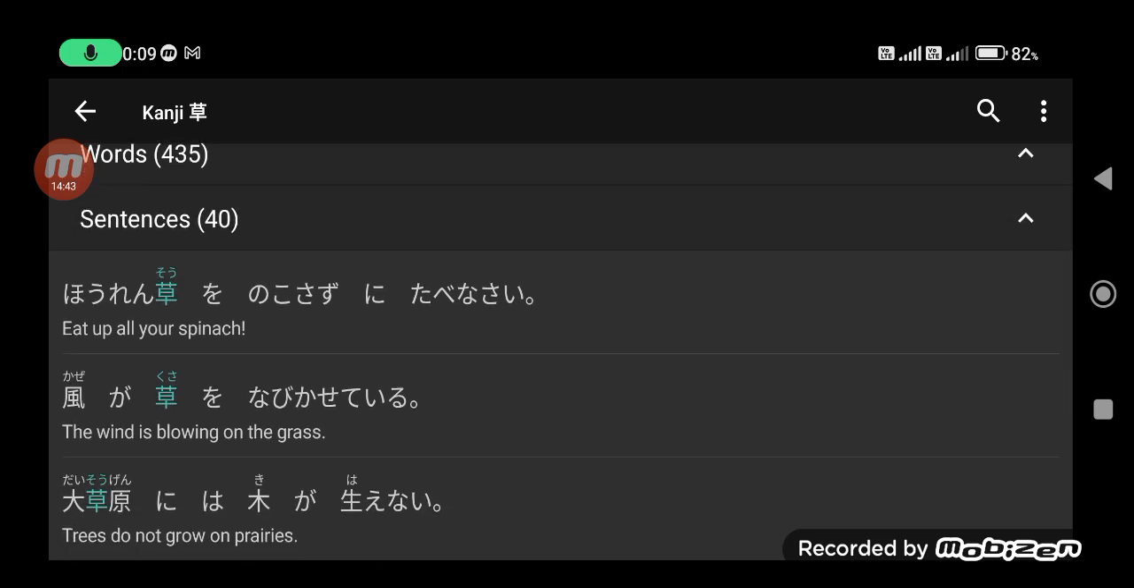Perhaps you can have 3 sentences here. Eat up all your spinach. Horenso wo nokosazu ni tabenasai. Eat all of your spinach. The nokosazu ni is a negative form of nokosu, meaning leaving nothing. Eat them, leaving nothing. Eat all of your spinach.